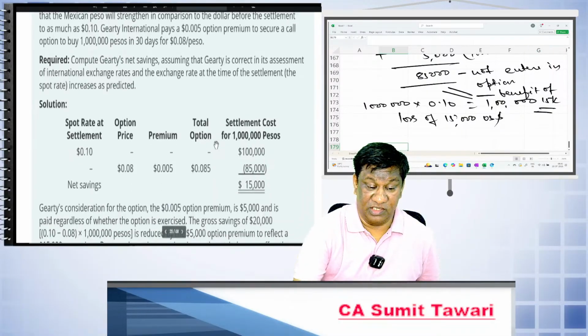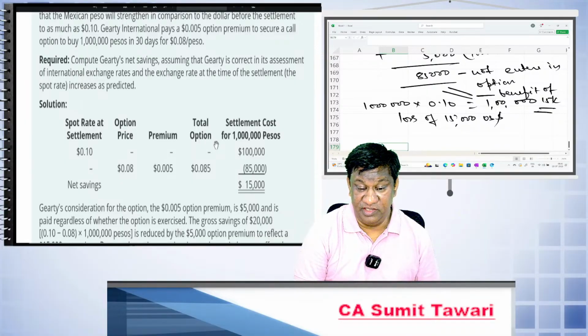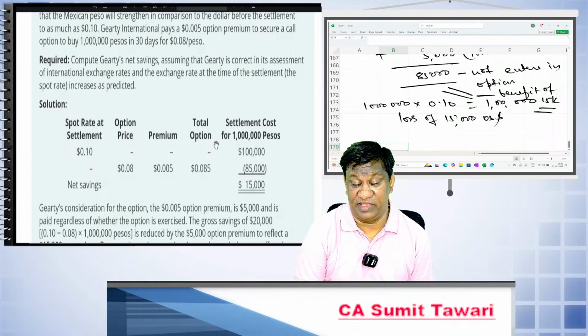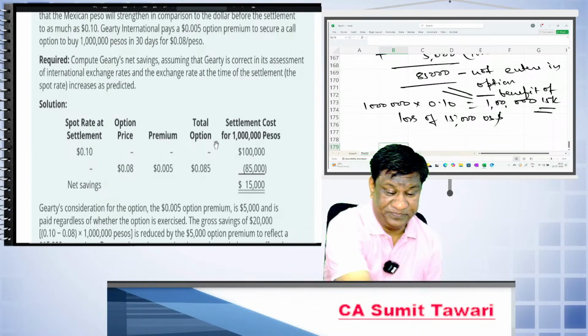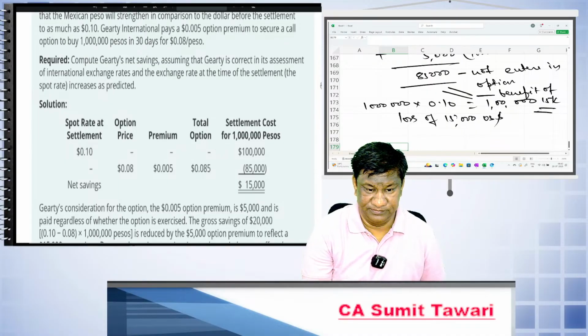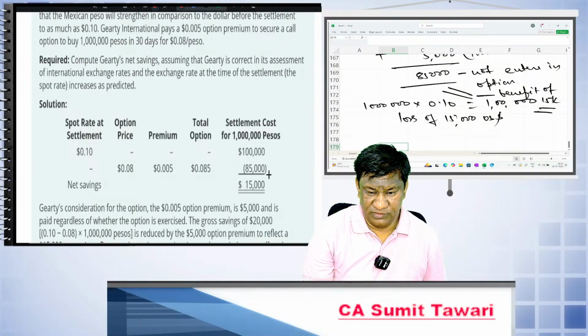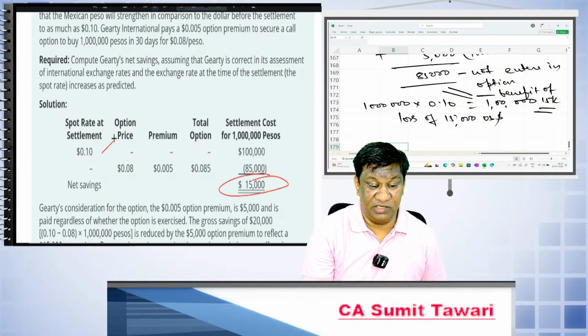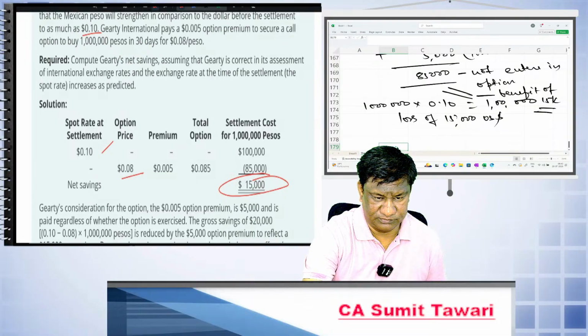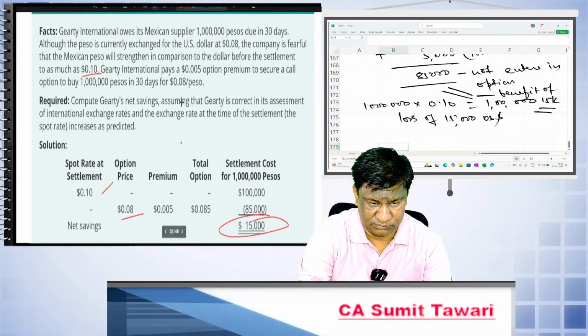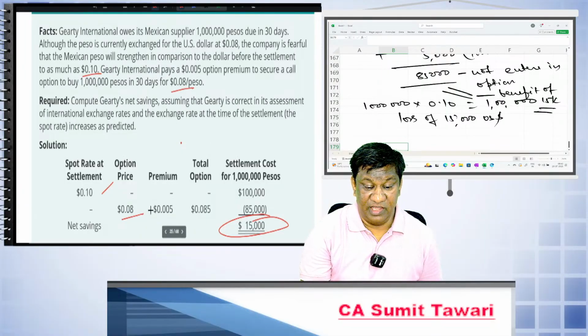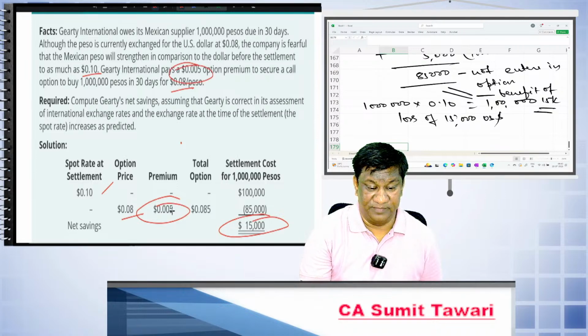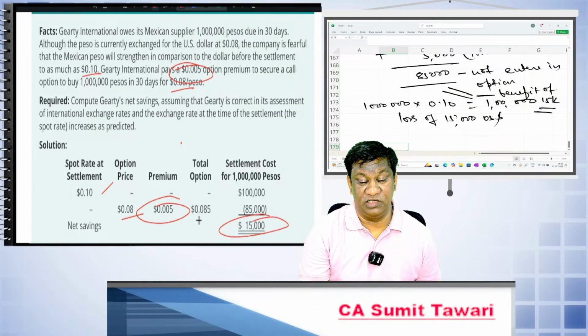If you see here, the spot rate at settlement, whatever may be the predicted, is for 1 million, and the option price is 0.08, and then I need to add the premium. So the total option price is 85,000 if I execute the option. You need to keep this in mind. 0.10 is taken from here, 0.08 is the exchange rate given here, and then the premium amount which is given here. So option plus premium, that is my total conversion cost.